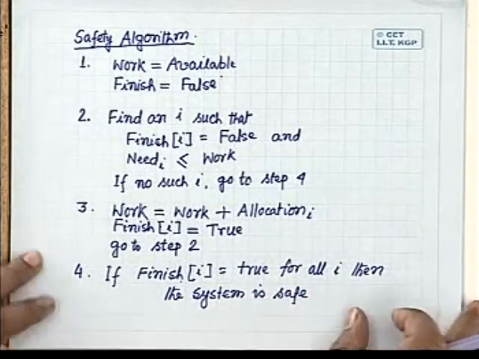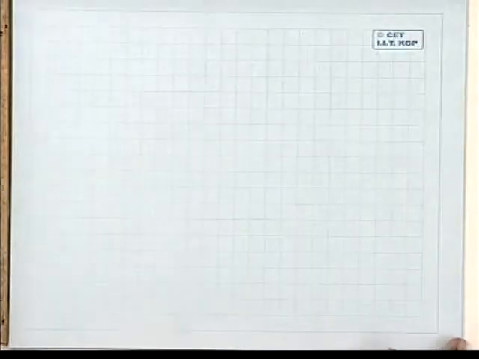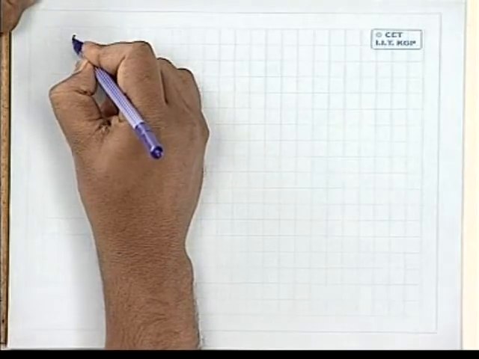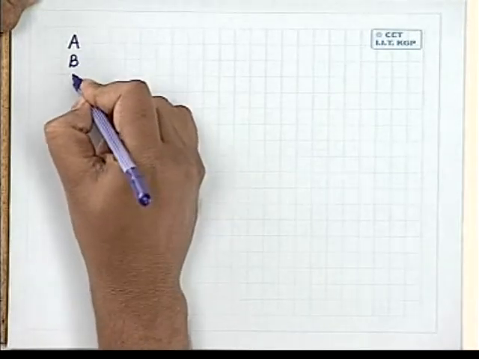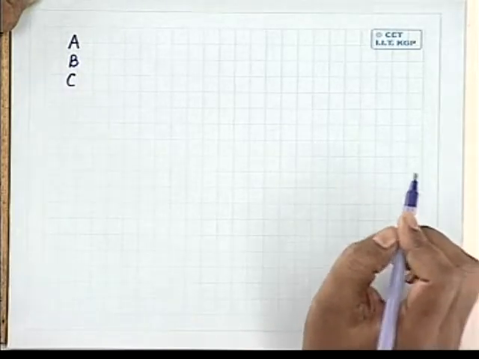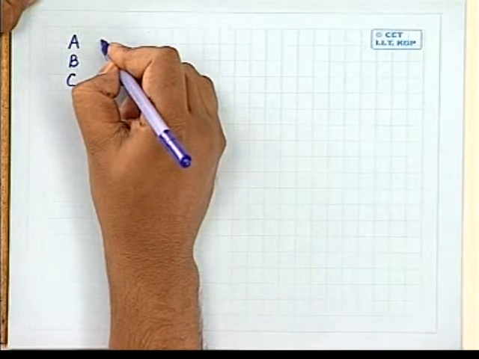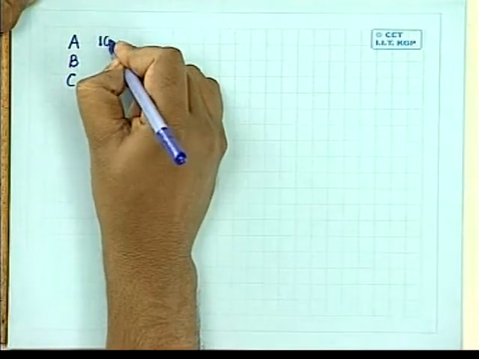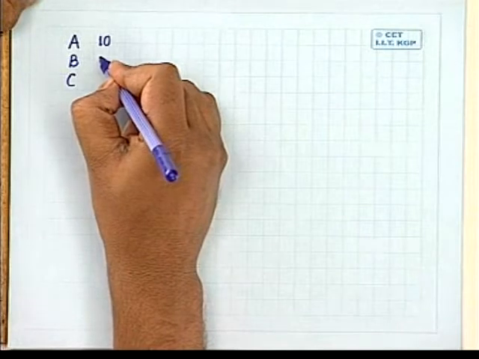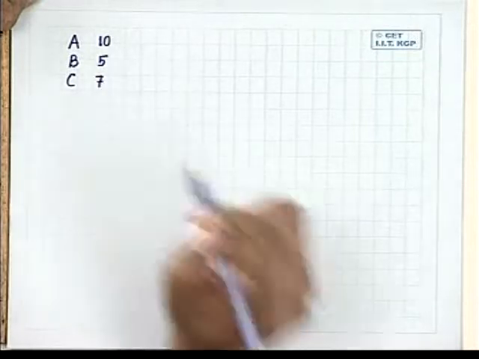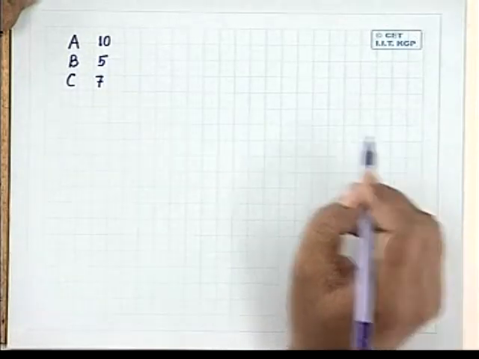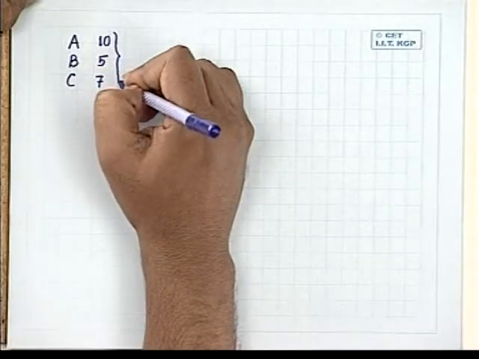Let us take an example to illustrate this algorithm. Suppose in a system we have 3 types of resources. We call them resource type A, resource type B, and resource type C. I assume that A has 10 instances, B has 5 instances, and C has 7 instances of the resources. So these are the resources that we have in the system.